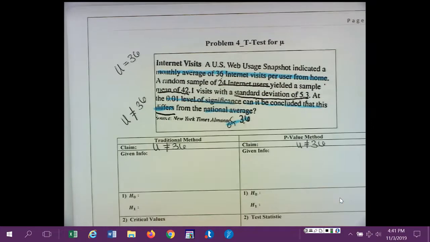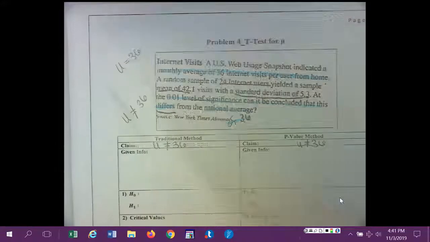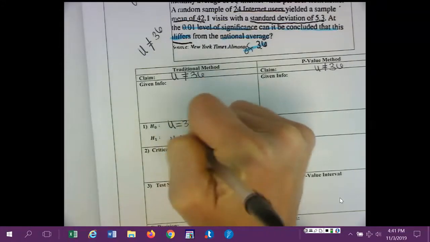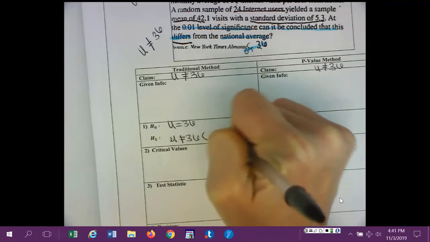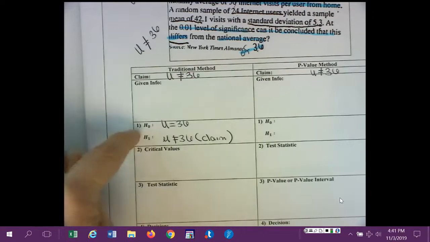Okay. When you go to your packet, once again, to identify your claim symbol, it's the alternative and the null is equal to. So you have no choice but to say equal to 36 versus not equal to 36 or differs. So the claim again is the alternative here, not the null. This was coming from some US Web Usage Snapshot saying that the national average was 36. Somebody must be claiming that they beg to differ and they feel like it differs from 36. Because the question is, can it be concluded that it differs from 36?